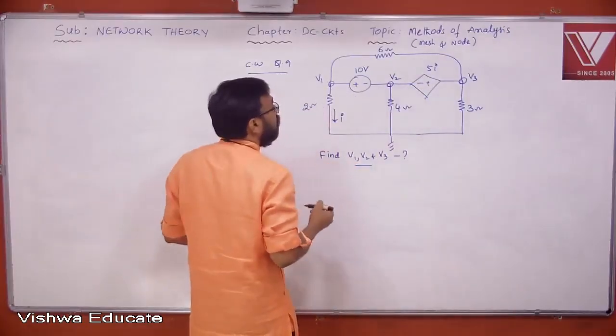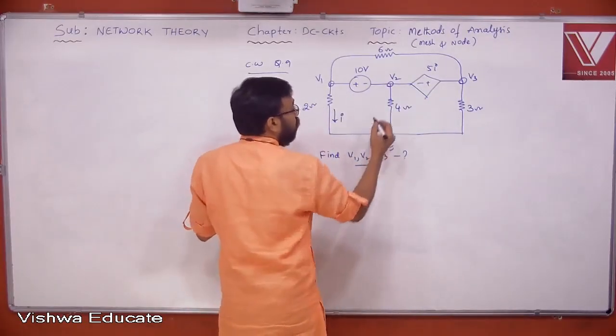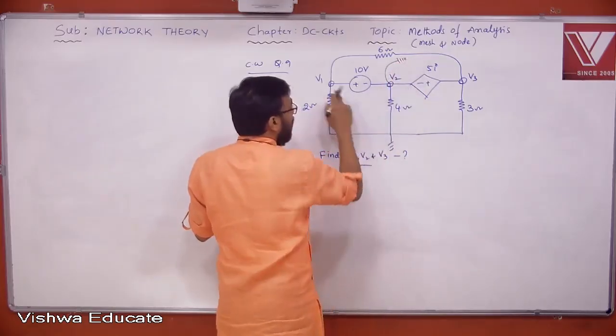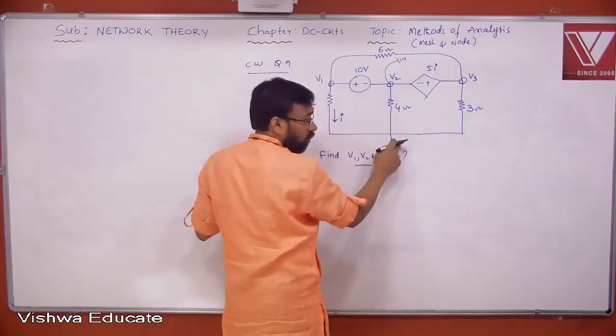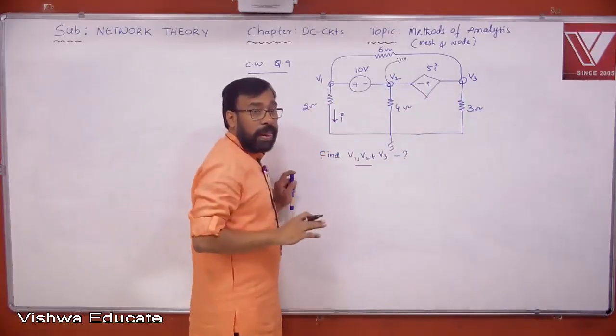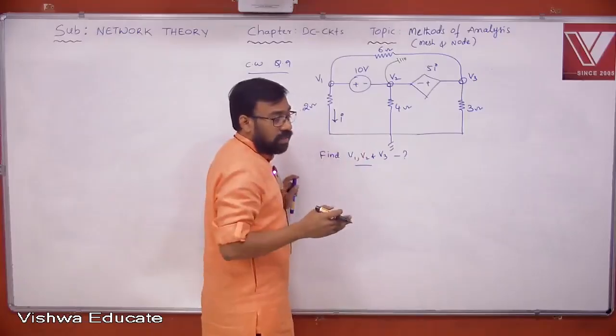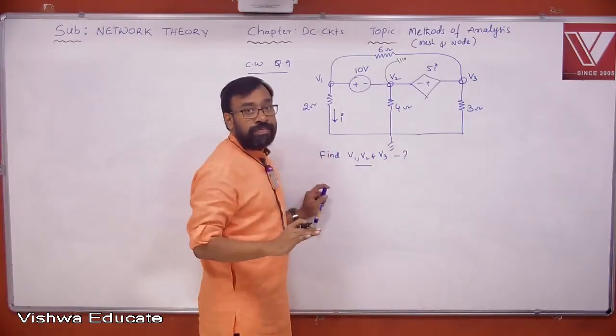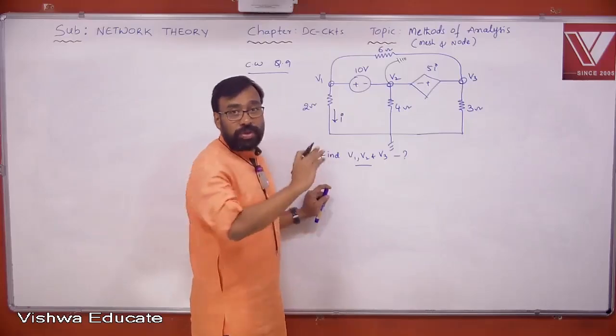So let me now choose this particular node as 0. Actually, he is asking V1, V2, V3 by taking the 0. Let us put it aside for a moment. We'll come back to that later. Our focus must be always on how to solve the network with less number of equations, so that we take less amount of time to solve that network.